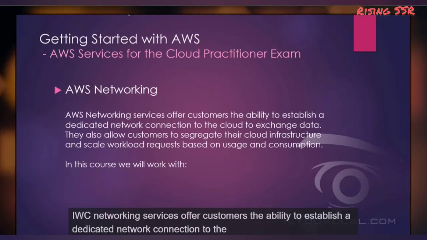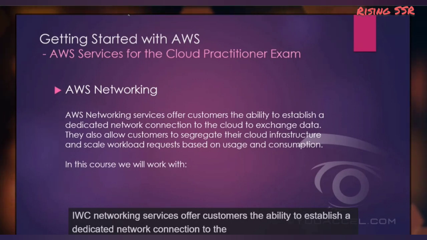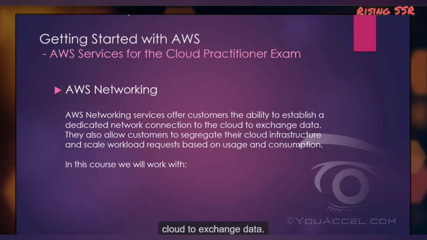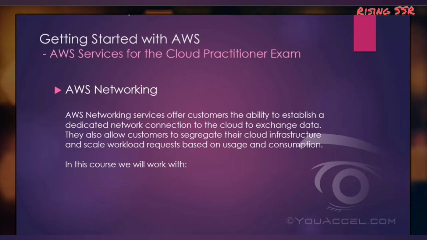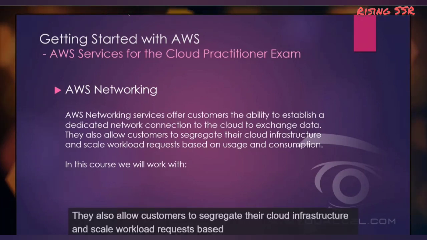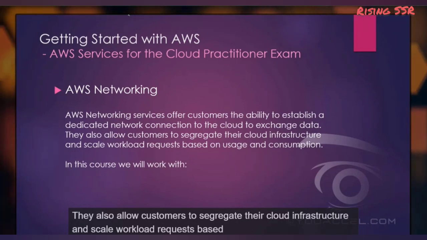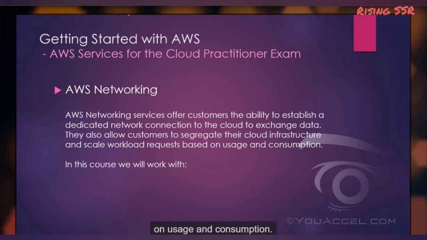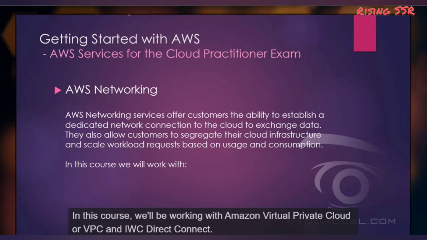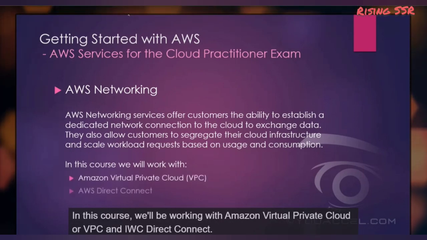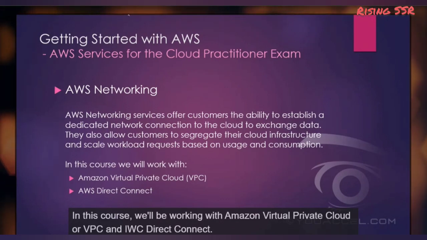AWS networking services offer customers the ability to establish a dedicated network connection to the cloud to exchange data. They also allow customers to segregate their cloud infrastructure and scale workload requests based on usage and consumption. In this course, we'll be working with Amazon Virtual Private Cloud, or VPC, and AWS Direct Connect.